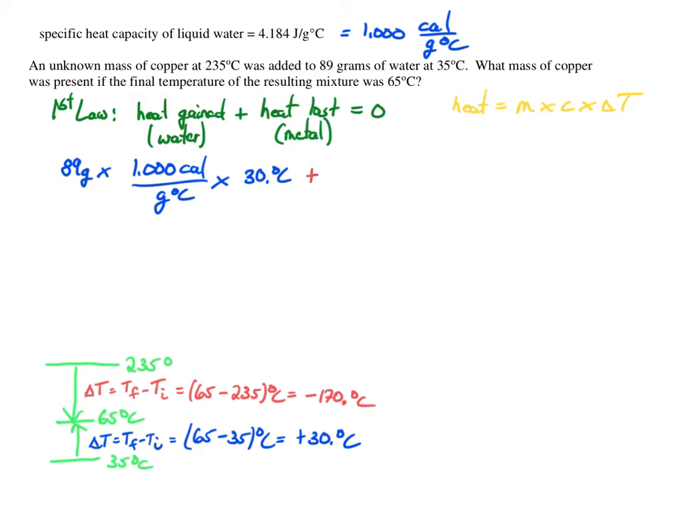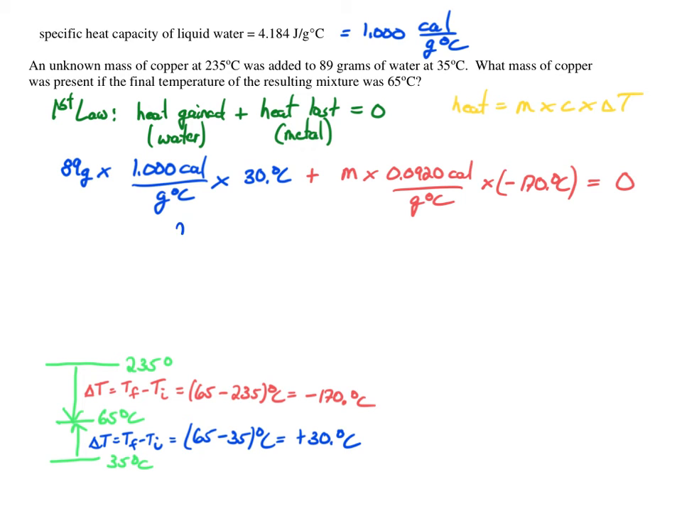For the hot metal, we're trying to calculate the mass, and we multiply that by the specific heat capacity in units of calories per gram degree C, because we want to match the units over here. And then we apply that by delta T, which is a negative 170 degrees C. And all of this needs to sum to zero.